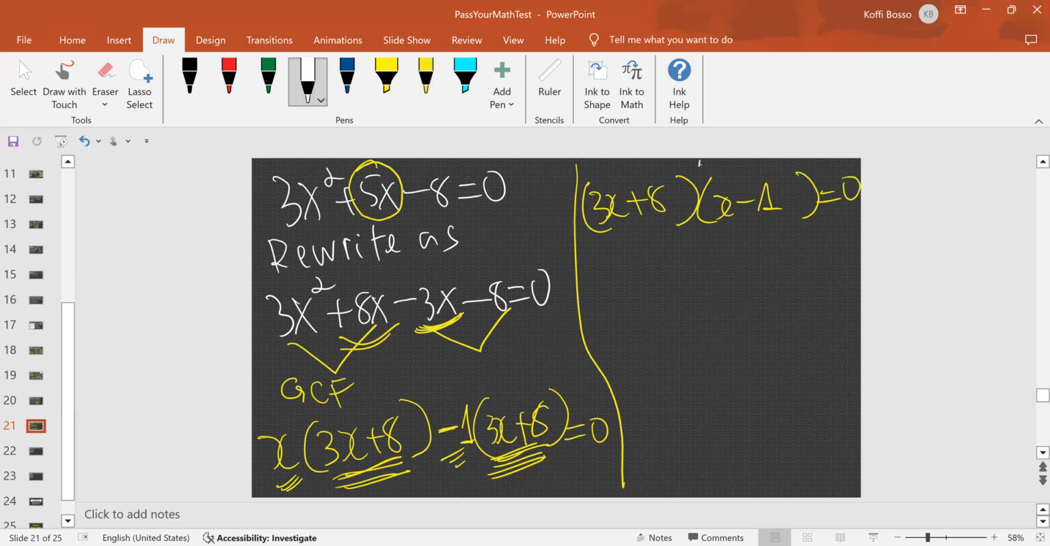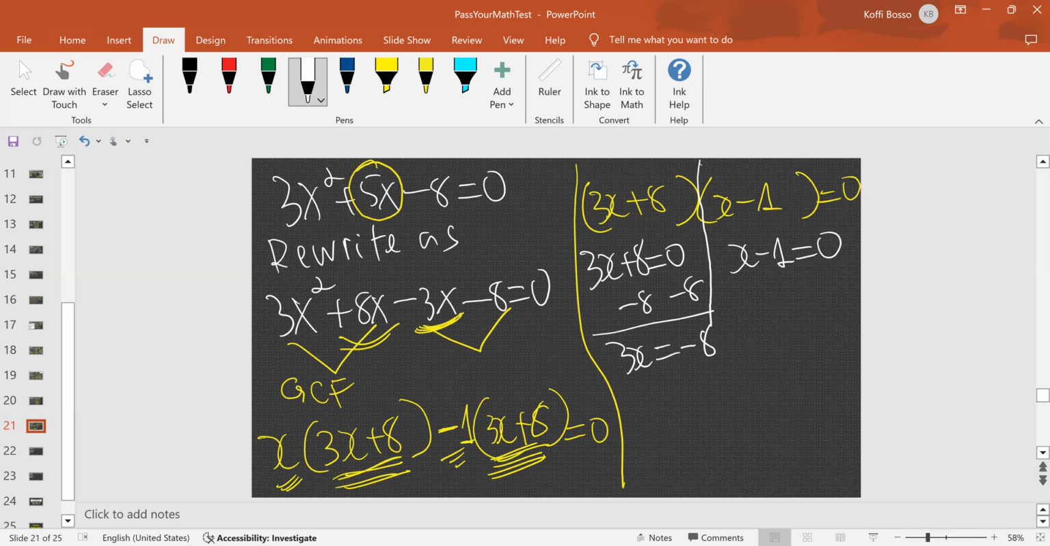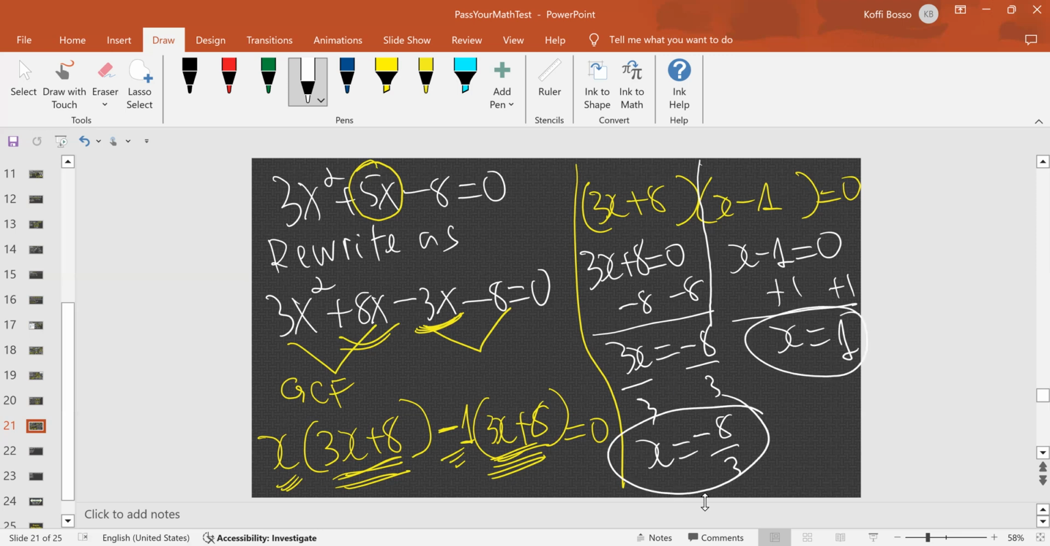Now here you split the thing in two parts. You take 3x plus 8, you set it to 0. You take x minus 1, you set it to 0. And to solve for x, here we subtract 8. We're going to get 3x is equal to negative 8. To get x, divide by 3, so x equals negative 8 over 3. So that is one solution. The other side, we're going to add the 1, and then we get x equals 1. So the two solutions.